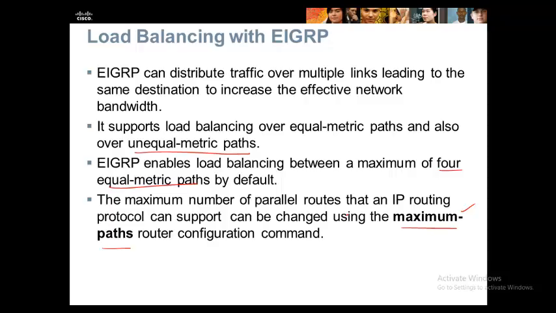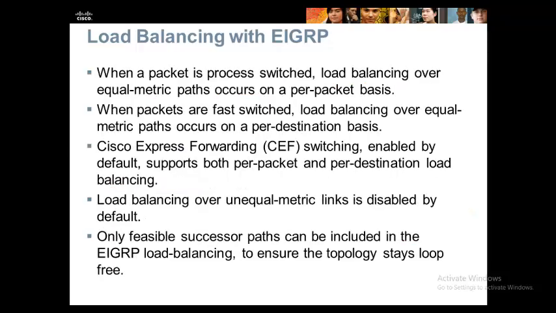EIGRP can distribute traffic over multiple links leading to the same destination so that you can reach faster, because you're going to use multiple links, so more bandwidth, more traffic at the same time can go and get delivered. When a packet is process switched, load balancing over equal cost paths occurs per packet. When the packet is fast switched, load balancing over equal metric paths occurs on a per destination basis.